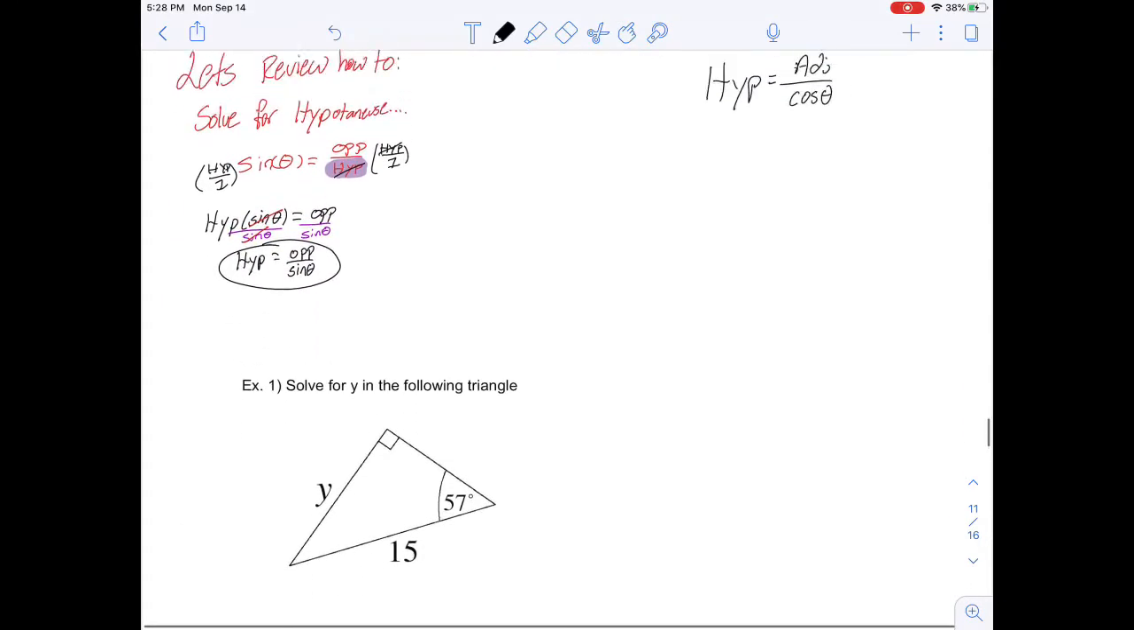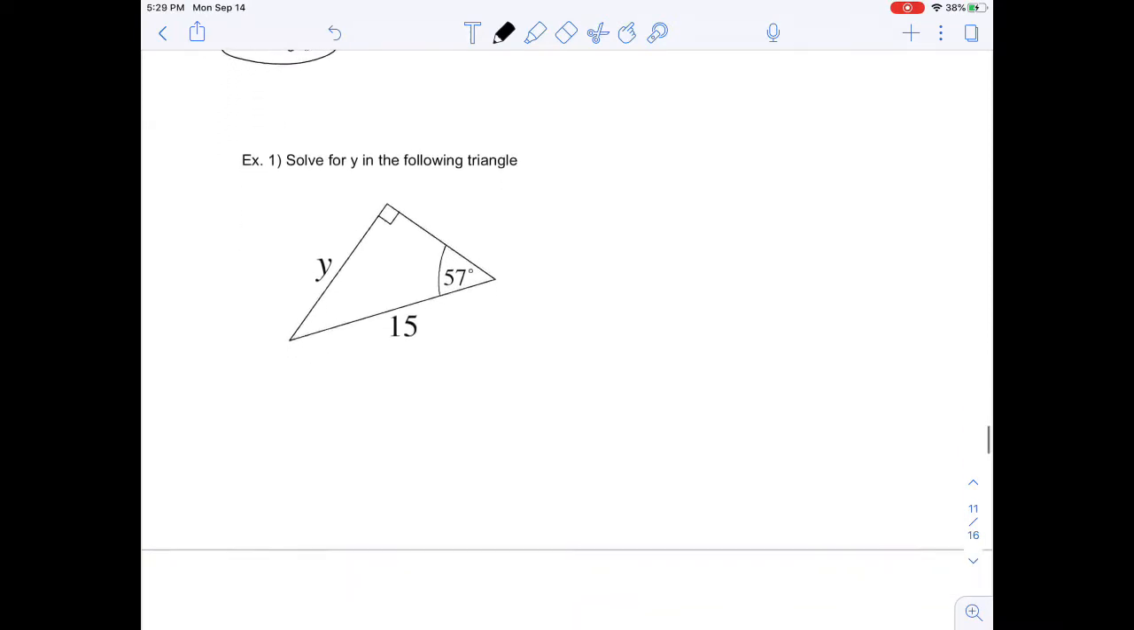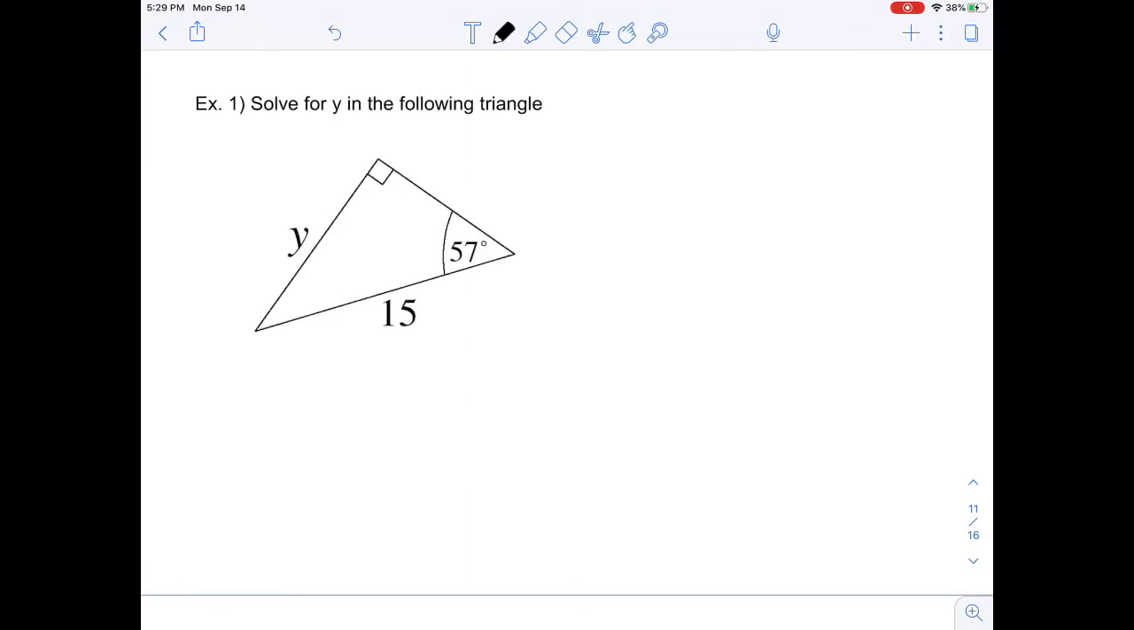So let's show how to use this information. Let's look at number 1. Solve for y in the following triangle. Our question mark is this y value, found here. If it's found here, we have to ask ourselves, what are we given, what do we need, and how do we solve for it? The first thing you want to do anytime you're given a triangle is see that it's a right triangle, and find the hypotenuse. Remember, hypotenuse is opposite of that 90 degrees. So in this case, this 15 is the hypotenuse.